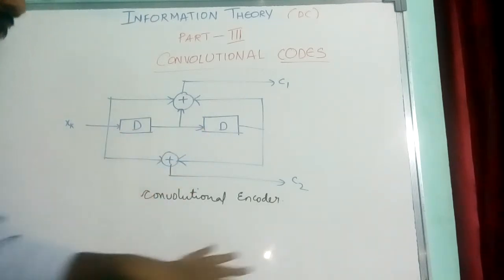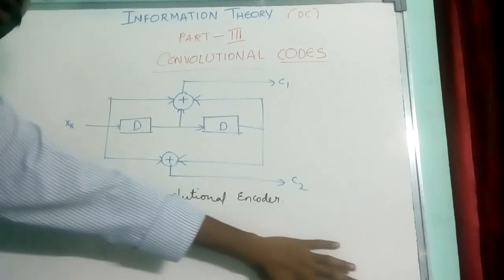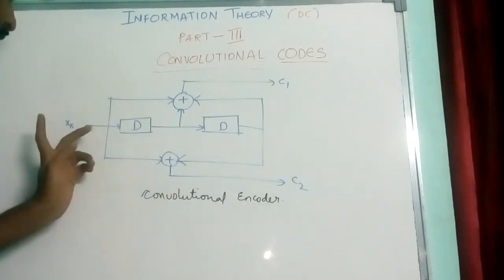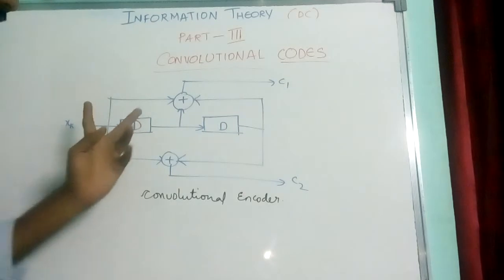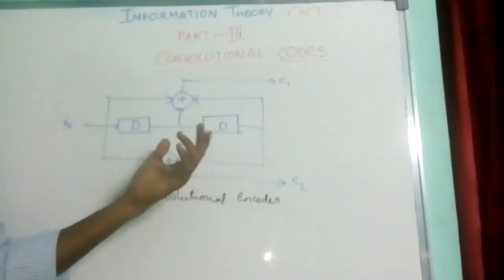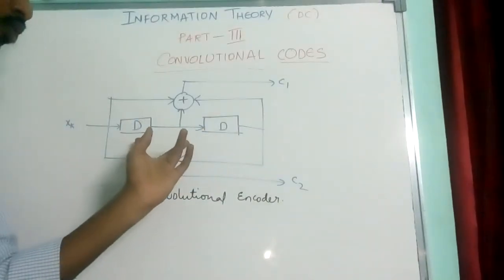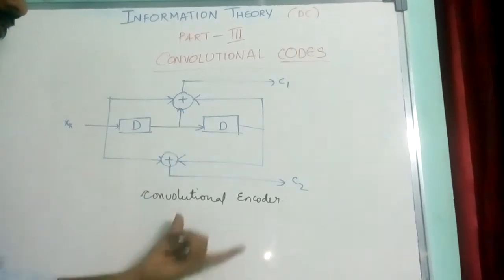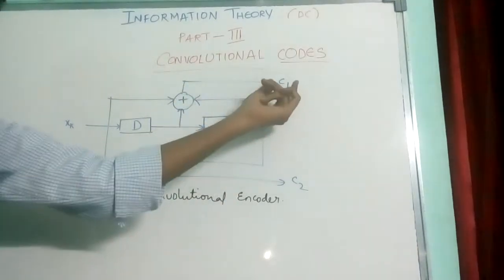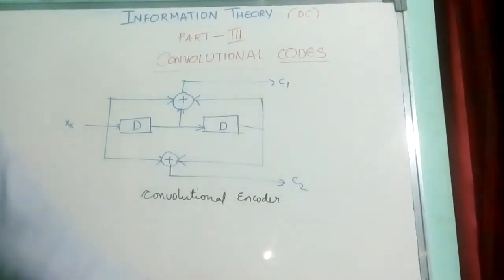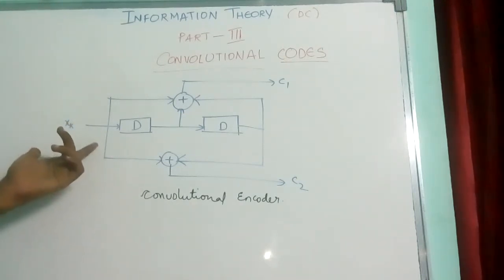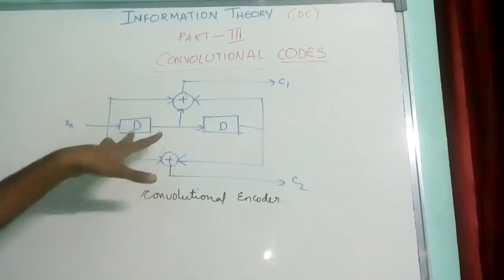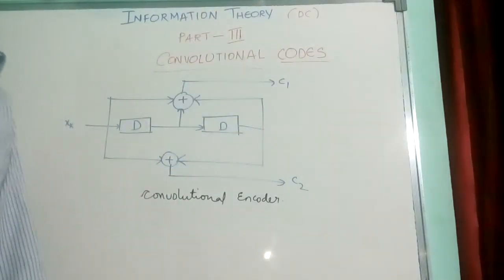This is the general block diagram of the convolutional encoder of 1 bit, so only 1 bit we are sending. These are the two shift registers, and these are the encoders outputting two code words. Generally, whenever we transmit 1 input bit, we get two output code bits.